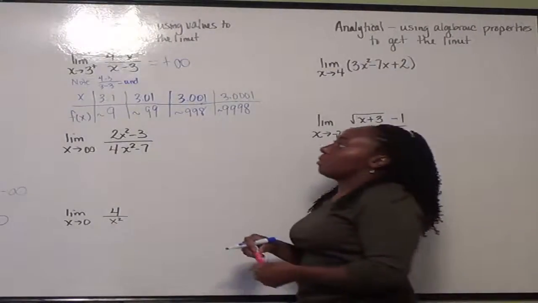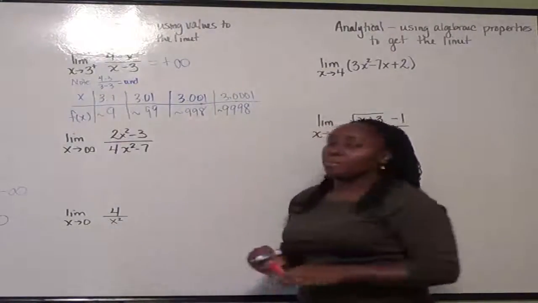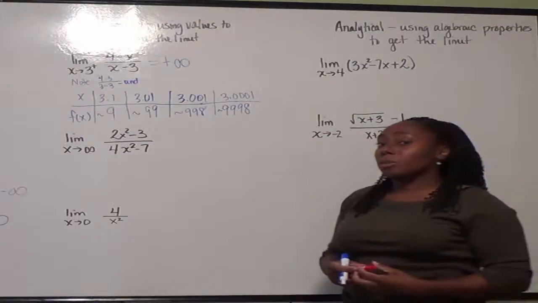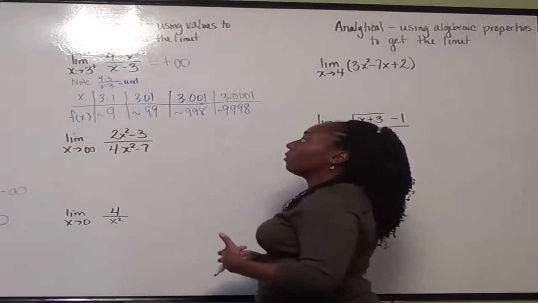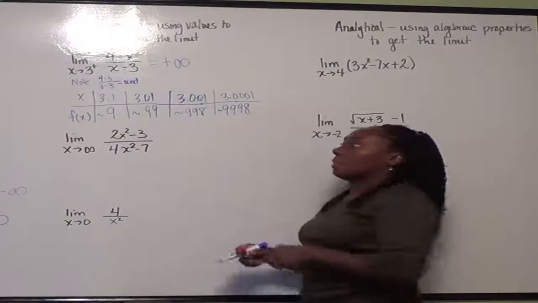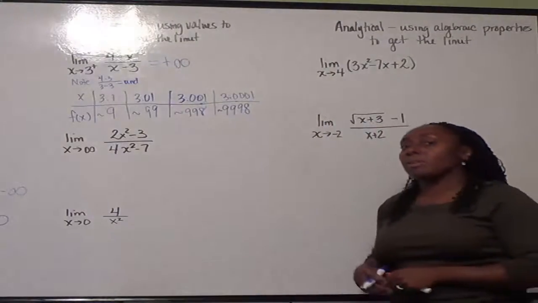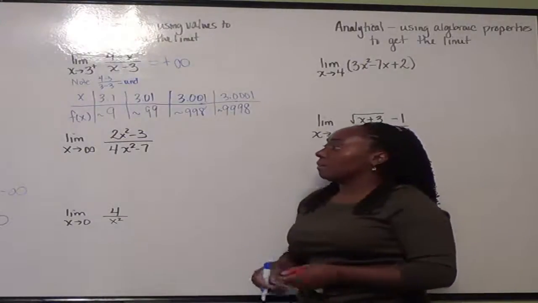And this makes sense. We already know that it's undefined at 3, which means I'm looking at a vertical asymptote. And so it's got to be going to either positive infinity or negative infinity. And so in this case, we can see the values are all positive. It's going off to positive infinity.